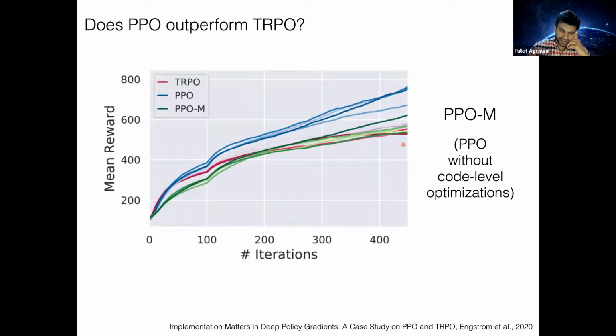So what they did was they constructed PPOM, which is PPO without these code-level optimizations. They removed all these extra things and then compared TRPO against PPOM. And what you see is that TRPO and PPOM are pretty much the same. So in some ways, maybe the advantage that PPO was having seemed to be coming from code-level optimizations instead of really coming from the clip versus the KL divergence term.